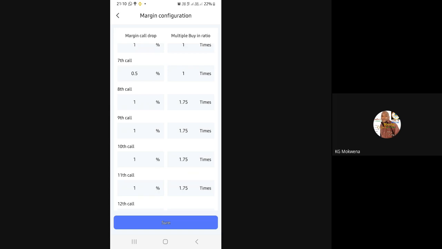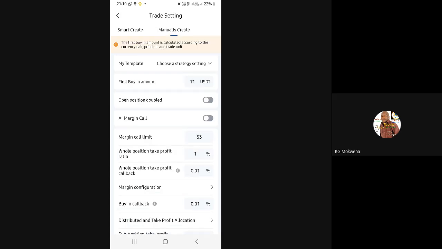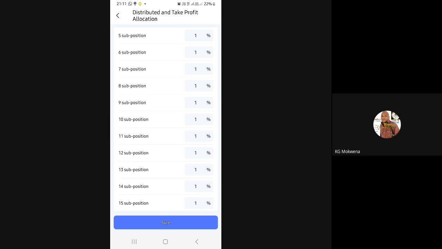But there's something I want to show you. Let's move out and go to distributed take profit allocation so that people can see there's no 2% there. Click on distributed take profit allocation. Now you can see call number 11 business partners does not have 2%. Call number 11 does not have 2%. Therefore, we're not going to save these settings. We just view them. We preview them for what?